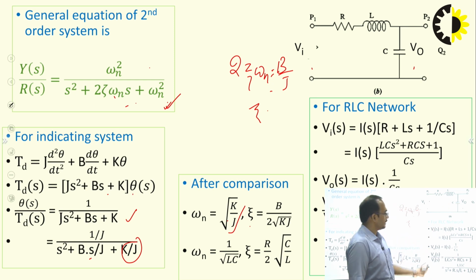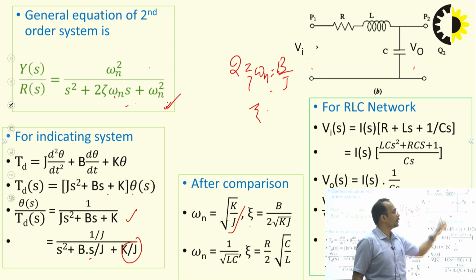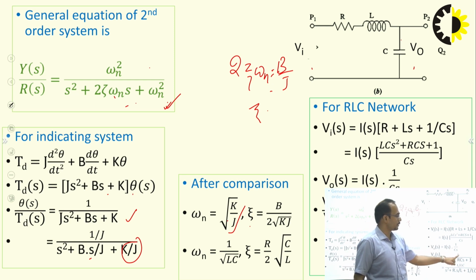After applying KVL in this loop, we will get Vi(s) equal to (R plus Ls plus 1 by Cs) into I(s), and V naught(s) is equal to 1 by Cs into I(s). So what will be the value of V naught by Vi? V naught upon Vi will be equal to (1 by Cs) upon (LCs square plus RCs plus 1) upon Cs.